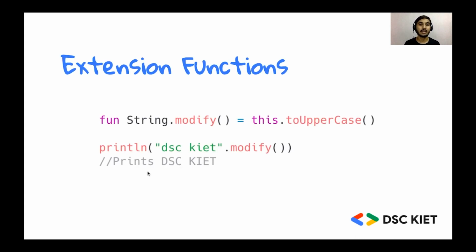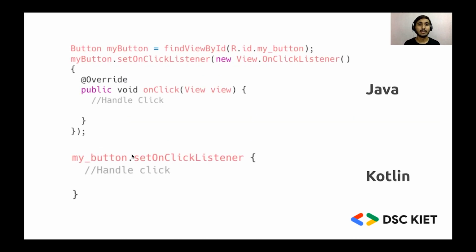So let's see with an example. Here I'm saying print on a new line, that is println. I'm passing the string as "DSC KIET".modify. Internally it would call this function which I have declared, which is an extension function. It would take this string, that is DSC KIET, and convert it to uppercase. So in the end it would print DSC KIET in uppercase on a new line because we are using println. So let's see Java, particularly with Android.